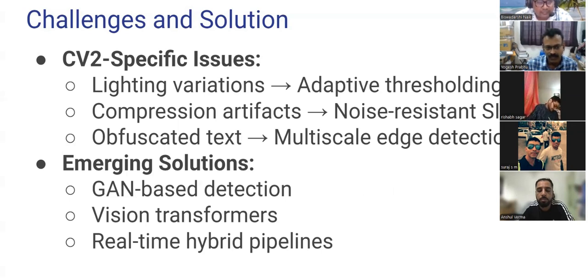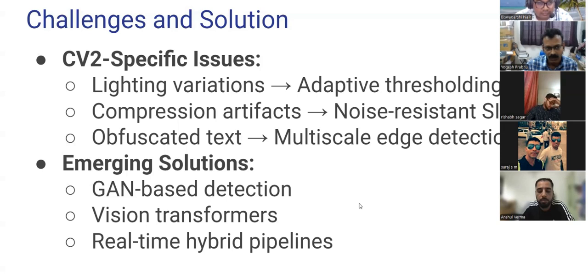And obfuscated or stylish text. Spam creators often use distorted or rotated fonts or cluttered backgrounds. Because of this, the OCR fails to extract text and conventional feature detectors get confused. These are all the challenges we got. And the emerging solutions are, first, GAN-based detection. That is, the generative adversarial network can simulate spam and non-spam image patterns.